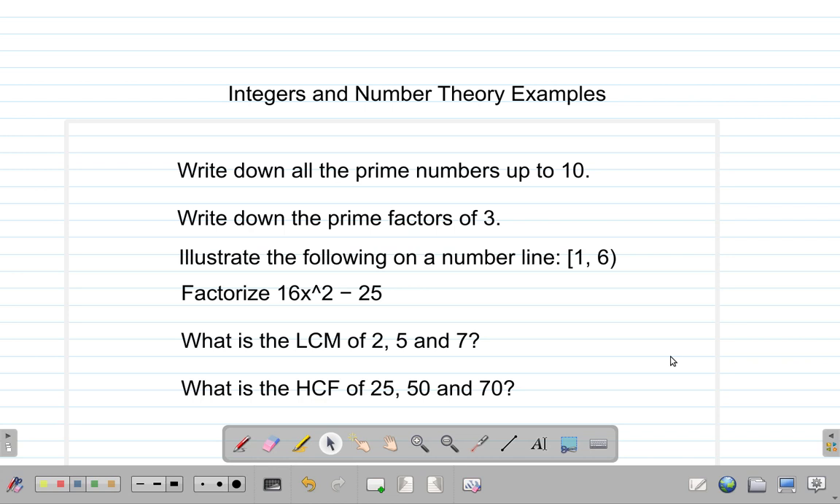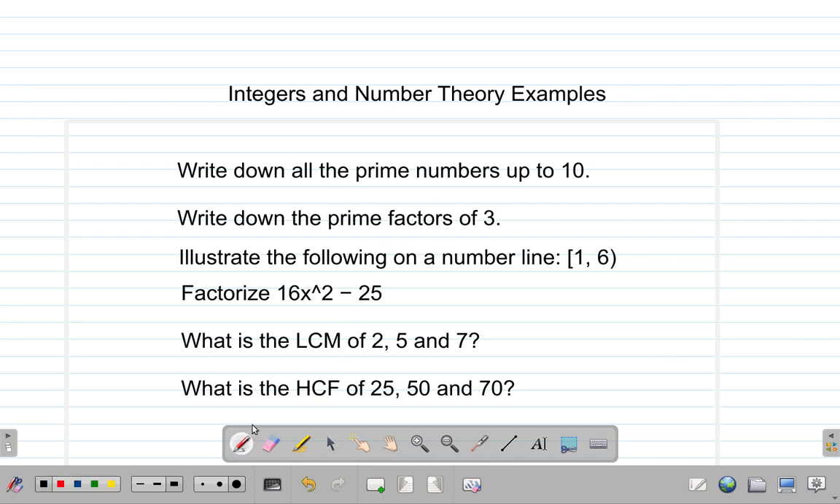Here, write down all the prime numbers up to 10. Well, of course, prime numbers are those numbers that are divisible only by themselves and 1. So, you can divide a prime number by 1, you get back the number. Divide it by itself, you get 1 as the answer. But any other number you try, you will get a fraction or some remainder, right? You only divide it by itself and 1 without getting a remainder.